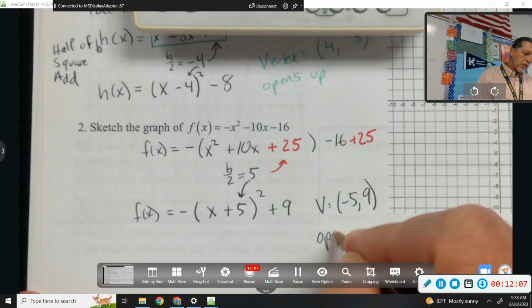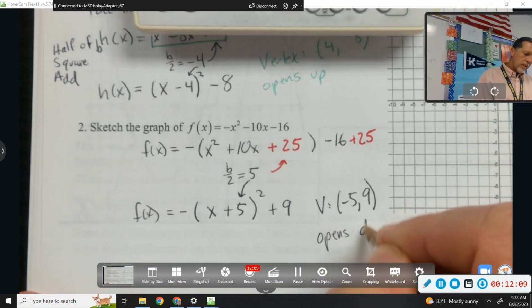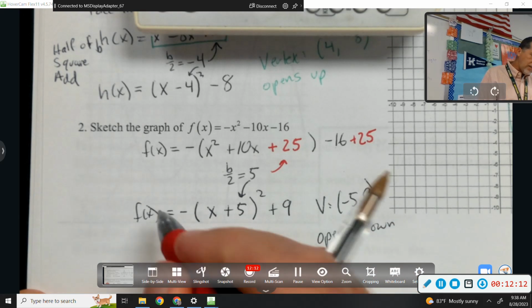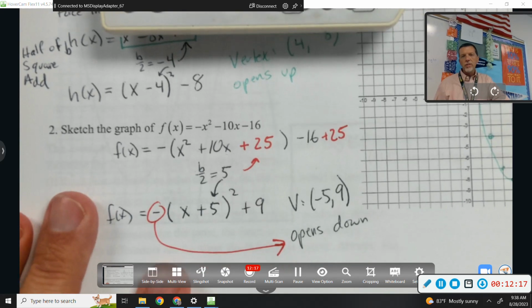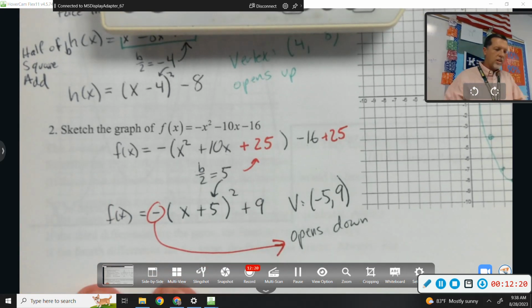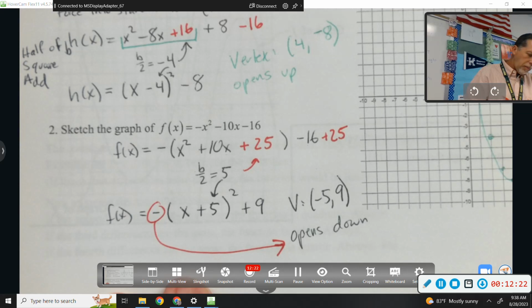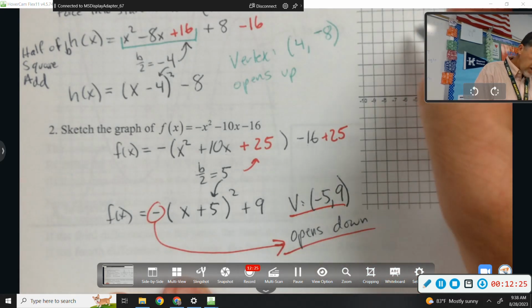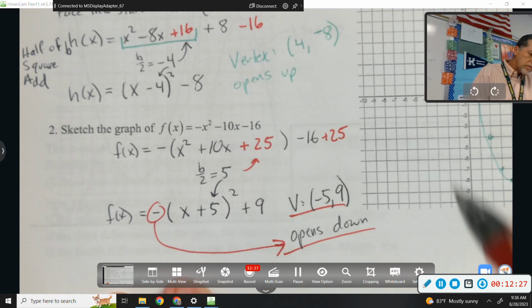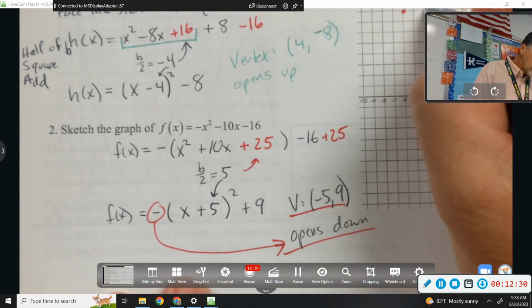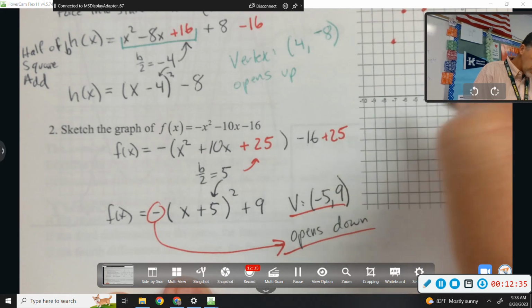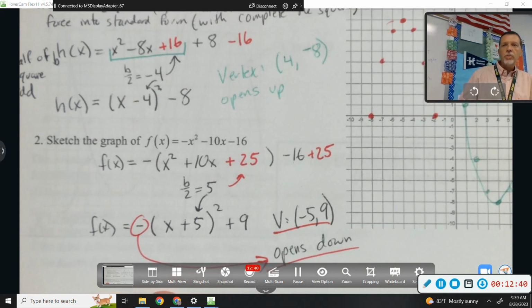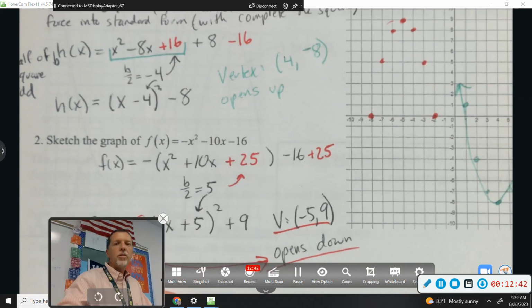Which way does this one open? Down because of that negative sign. And again, there's no multiplier, so I don't have to worry about squishing or stretching. It's the regular thing here. So negative 5, 9. And then 1, 1, 2, 4, and so on. How far down do you want your graph to be accurate? Is that the question you're about to ask me?